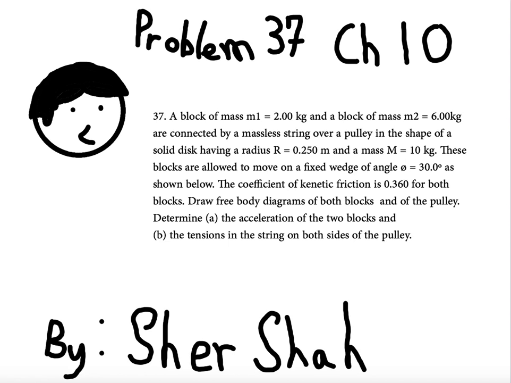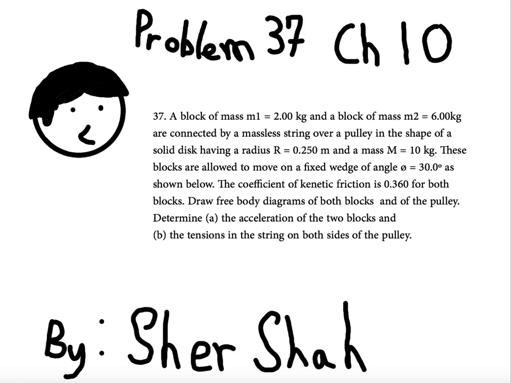A block of mass m1 equals 2.00 kilograms and a block of mass m2 equals 6 kilograms are connected by a massless string over a pulley in the shape of a solid disc having a radius of 0.25 meters and a mass of 10 kilograms. These blocks are allowed to move on a fixed wedge of angle 30 degrees as shown below. The coefficient of kinetic friction is 0.36 for both blocks.